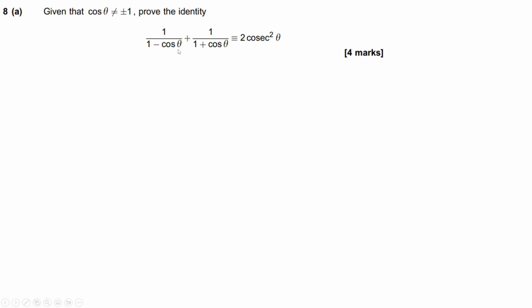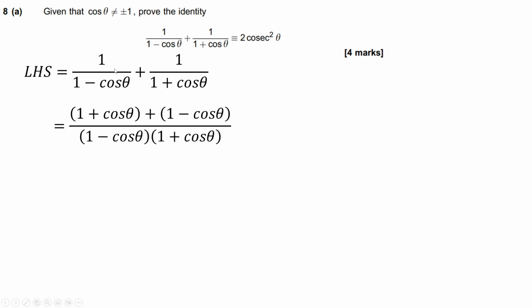Given that cosine theta is not equal to plus or minus 1, prove this. Okay, I'm just going to combine them. So left hand side equals just that. I'm going to combine this. I'm going to multiply by 1 plus cosine theta over 1 plus cosine theta, and then multiply this by 1 minus cosine theta over 1 minus cosine theta. Add these together, the cosine thetas cancel. We've got 2 over this here.